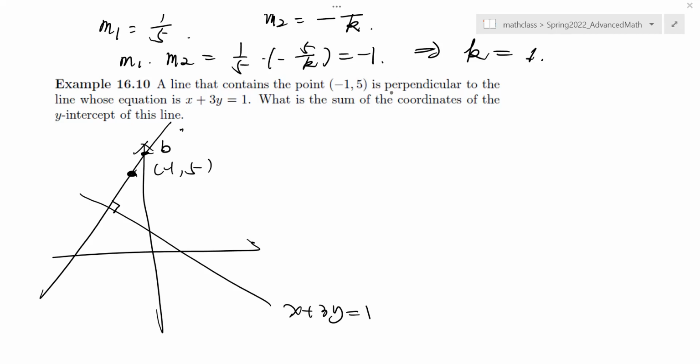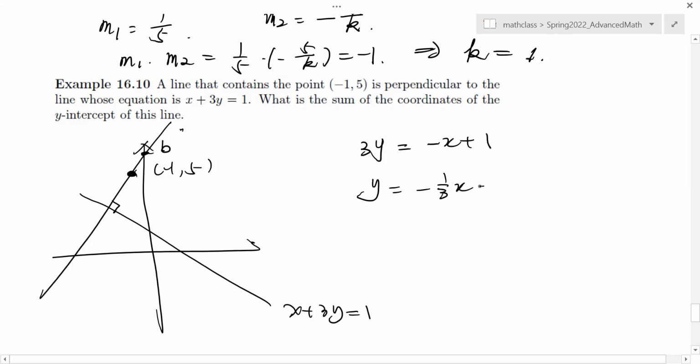Okay, I hope you figured it out. Okay, first of all, let's figure out the slope of the given line. 3y equals -x plus 1, so y equals -1/3 x plus 1/3. So the slope of the first line is going to be -1/3.